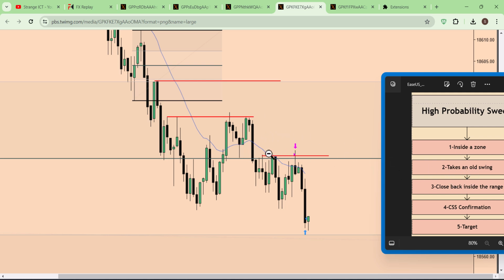So we are inside the zone, this one right here. We took an alt swing, yes. Close back inside the range, yes. And a CSS confirmation also happened here. Also have a target, which is these equal highs, this one and these two.